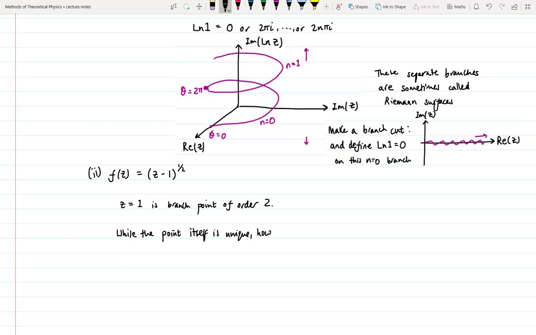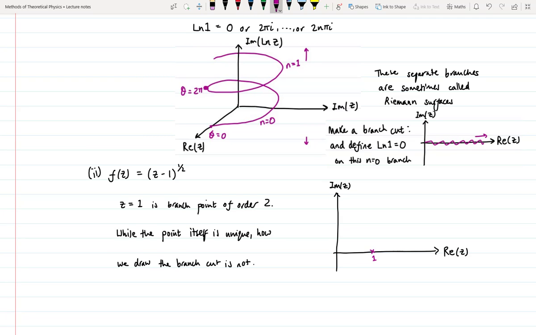How we draw the branch cut is not. For example, we have our axes, and we have our branch point here at z equals 1.